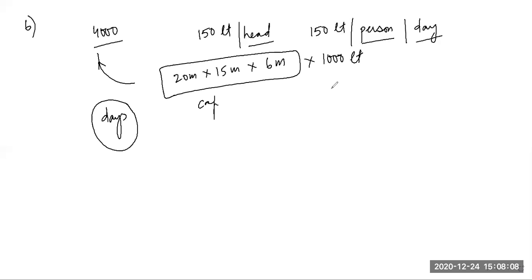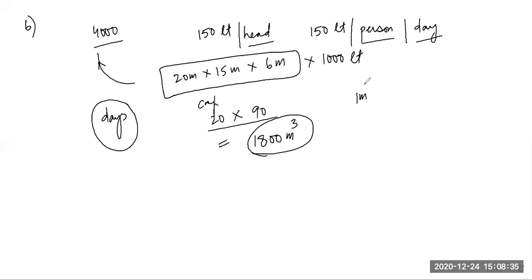The capacity of the tank is this, into 1,000 liter. Am I right? So this will be equal to, please tell me, 15 into 6. Come on. What is 15 into 6? 15 sixes are 90, so 20 into 90, 1800 meter cube will be the volume.